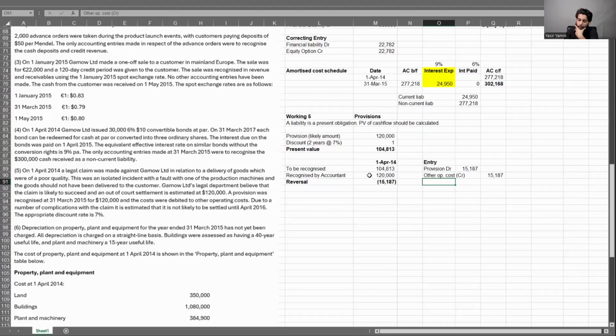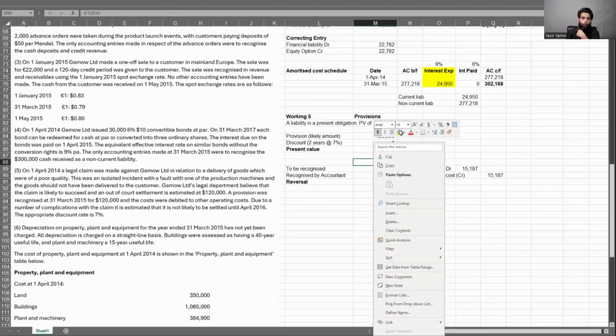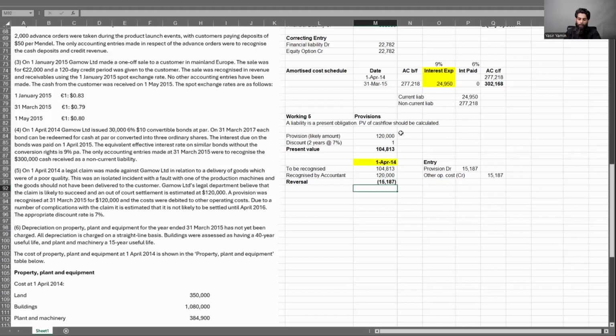But sir, you are doing all of this on 1st April 2014. Our year end is 31st March 2015. Sir, what do you do at this date? My fellows, if you have discounted a particular cash flow, please, you know this. If you discount a cash flow, then you also need to unwind it now.